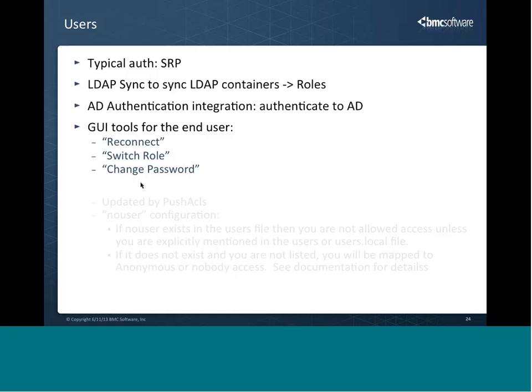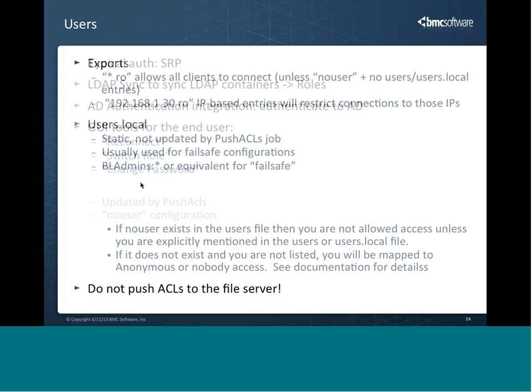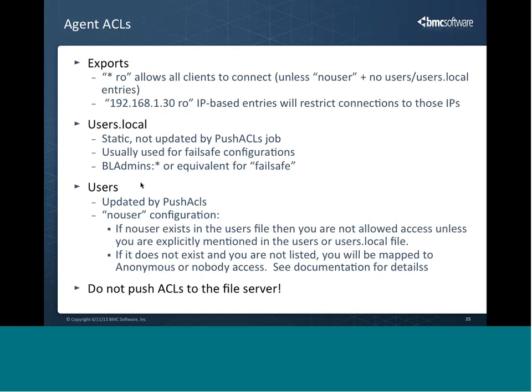All right, so let's talk about access controls. So in the exports file, the default configuration is *RW. And that basically will allow all clients to connect and, unless the nouser account is present, or unless the nouser configuration is in the users file, will let you come in and map as basically nobody. Not an awful configuration, but probably not something that most enterprises want to have by default.